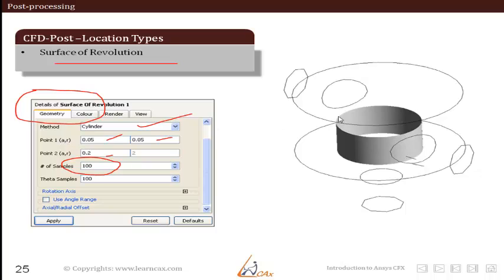by considering these 2 points, and it will define an axis, and it will define the number of surface samples which are to be included in this particular surface of revolution.